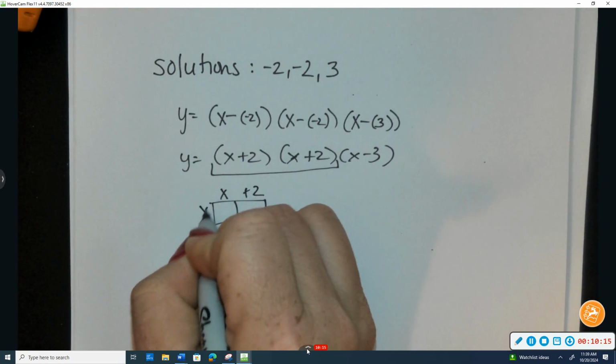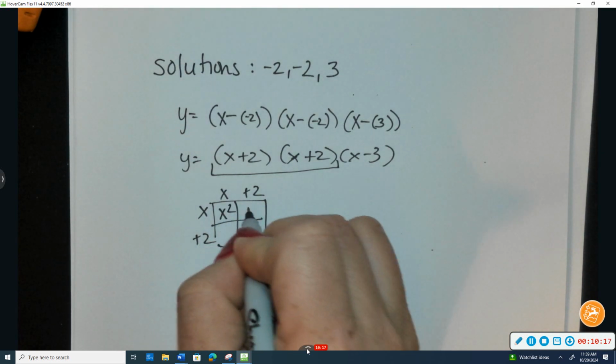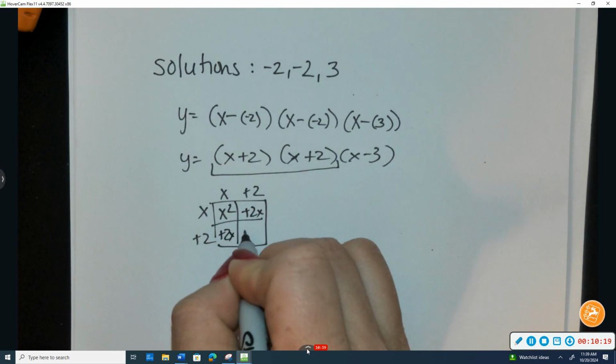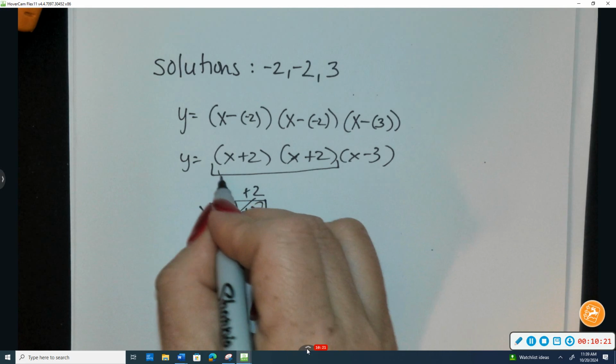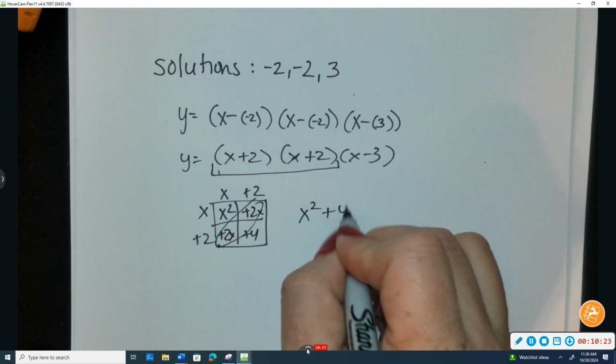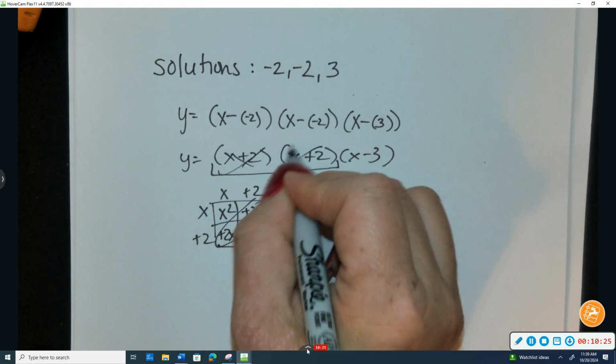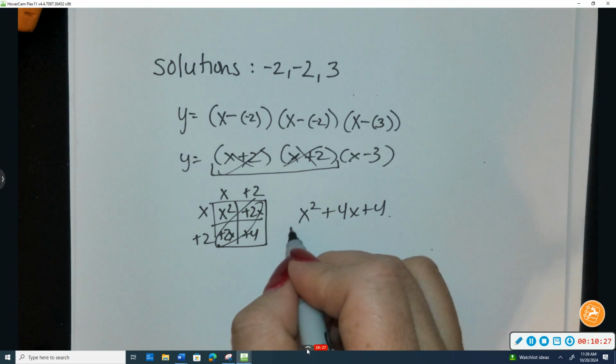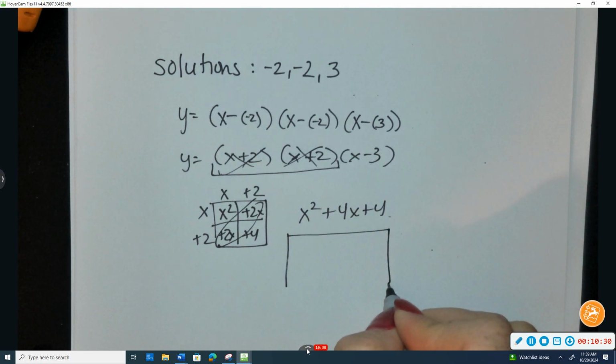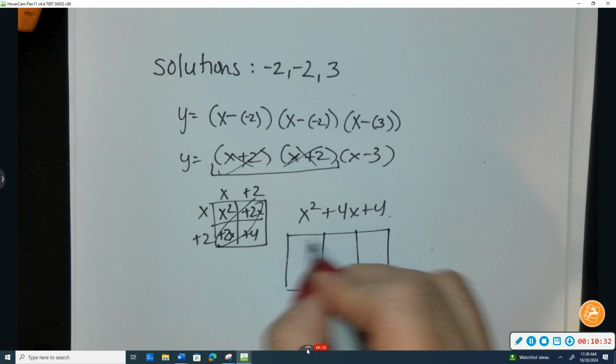x plus 2, x plus 2: x squared plus 2x plus 2x, and plus 4. So combining these two gives me x squared plus 4x plus 4. All right, so I have three things here. I'm going to be lazy. And there's 1, 2, so there's 3.